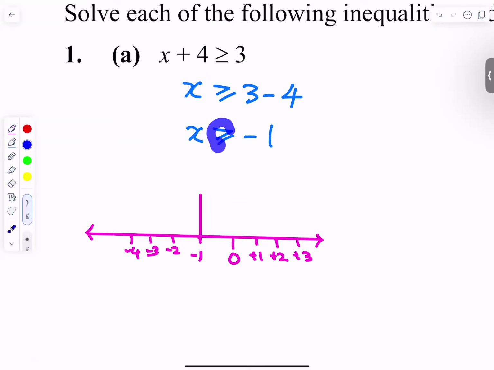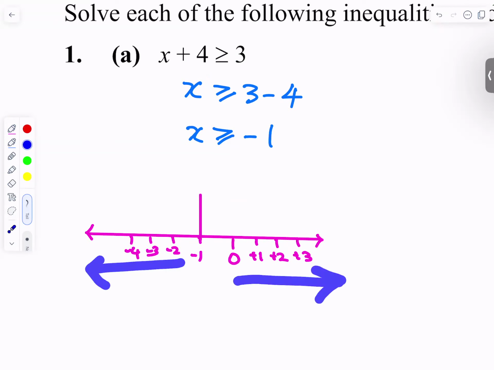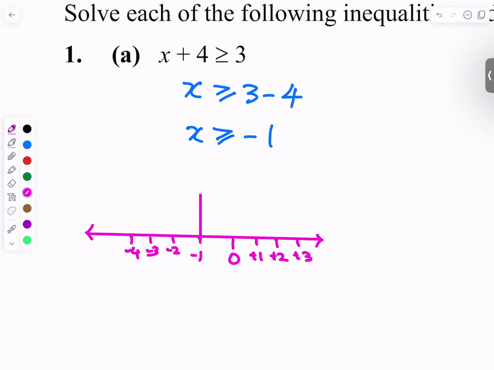Next thing, you need to understand this symbol. What does this mean? This means larger than or equals to. So now you tell me, your answer is here. I need to go to the larger side. Are these numbers going larger or are these numbers going larger? To the right. Good. To the right. So I will draw the line to the right side.